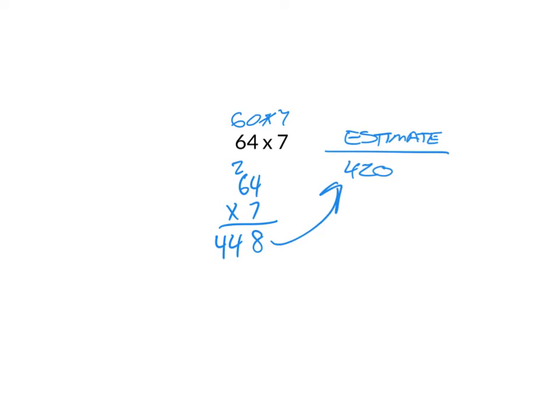So now, check this out. Let's do the same thing. We've got the same problem, except now we've got this decimal point. So it reads different. It's not 64 times 7, it's 6 and 4/10 times 7, right? So what can we do? Well, let's still start with our estimate. So 6.4 times 7, or 6 and 4/10 times 7, we're going to go 6 times 7, which we know is 42. So we know our answer's going to be around 42.